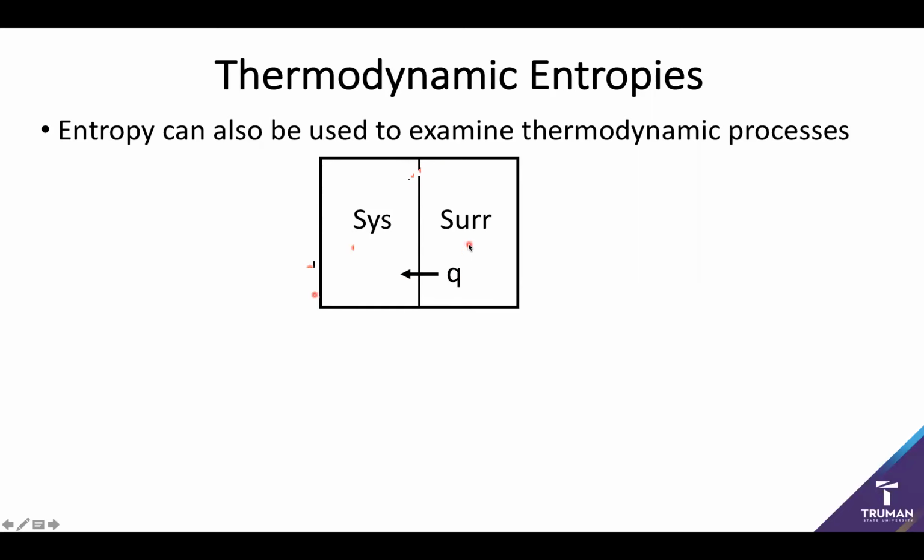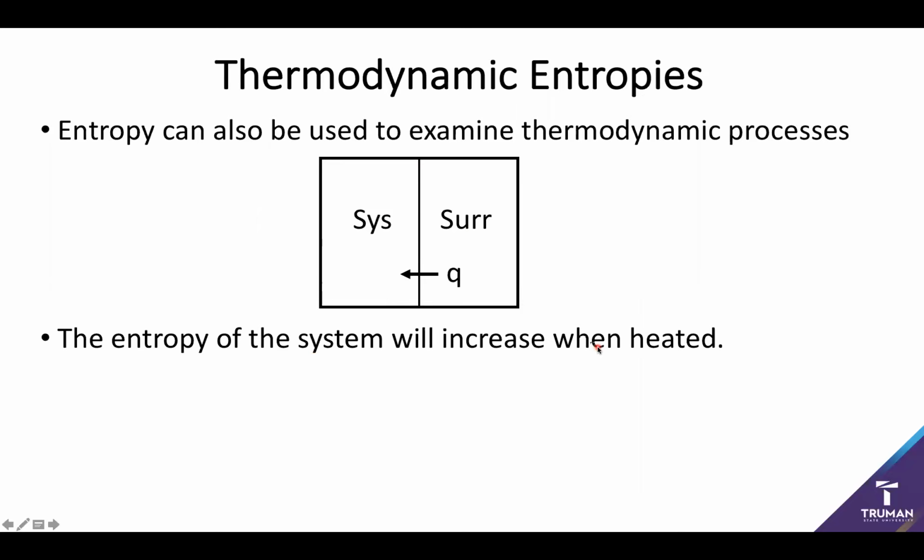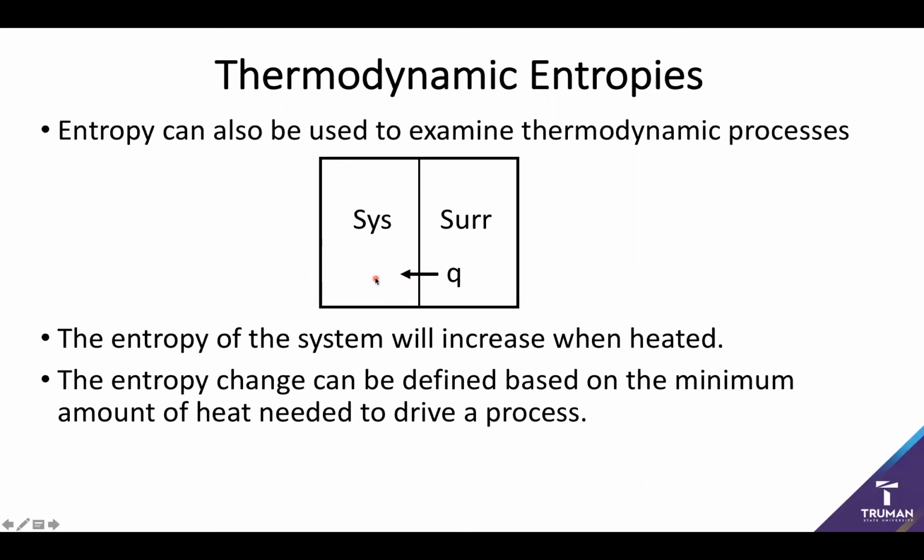And we're going to essentially look at a simple transfer of energy as heat from our surroundings to our system and figure out how this will change the entropy of our system, our surroundings, and our super system. So looking at our system, we know that the entropy of our system is going to increase when heated. But we need to try and build a good equational description of how this entropy changes. And we're going to do so by describing it based on the minimum amount of heat needed to drive a change or a process inside this system.